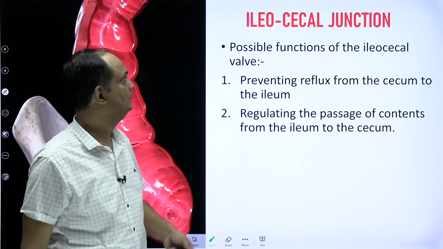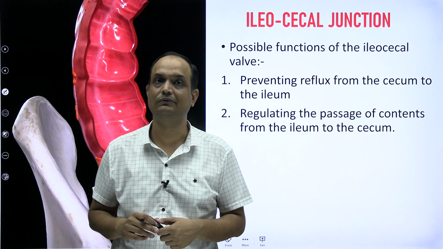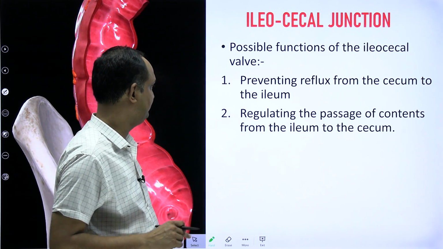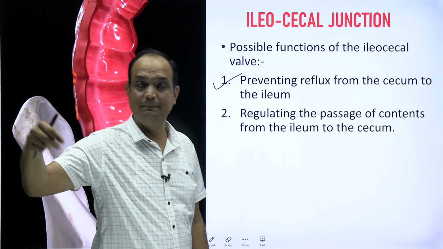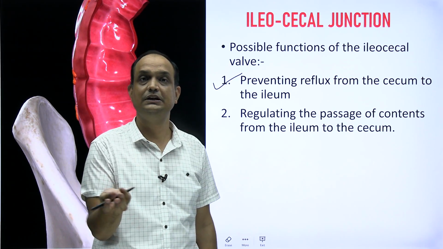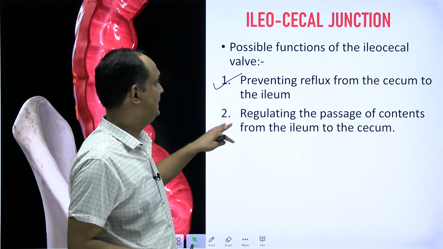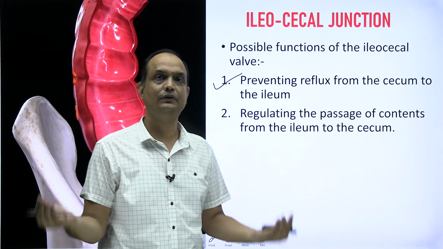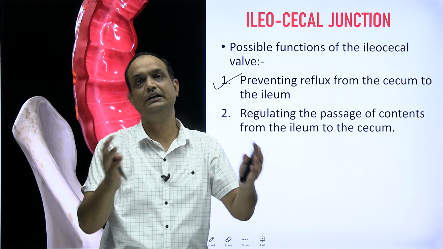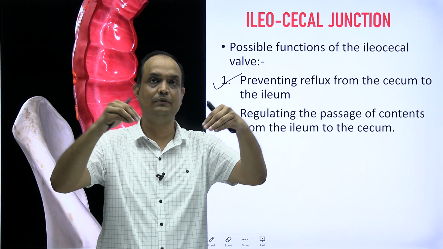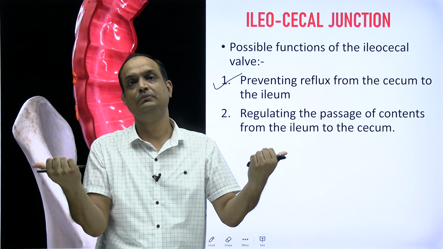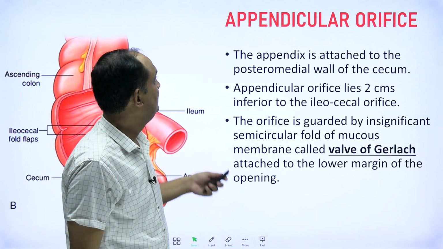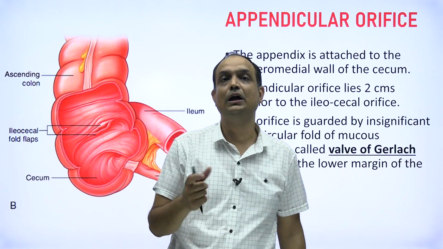So what is the function of the ileocecal valve? The first function is that it prevents reflux from the cecum to the ileum, so they prevent the backflow of fluid from the cecum into the ileum. Second, they control the passage of contents from the ileum to the cecum. So one is to control the input from ileum to cecum, and the second is to prevent backflow from cecum to ileum.